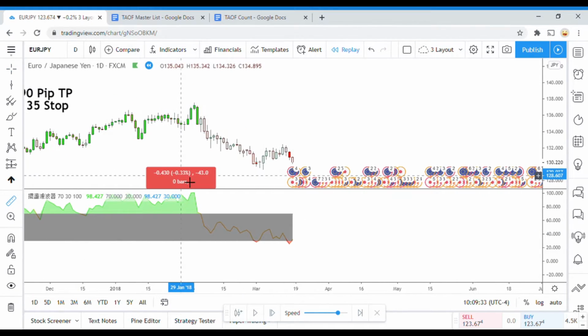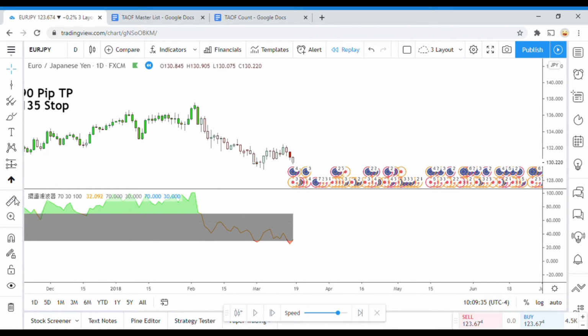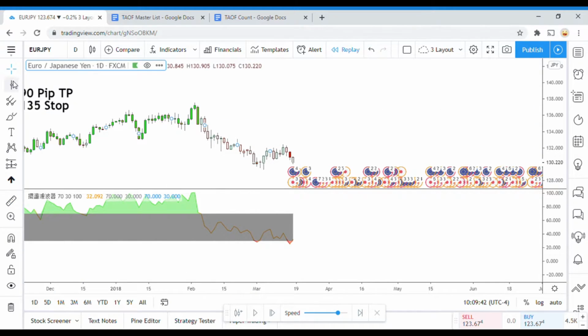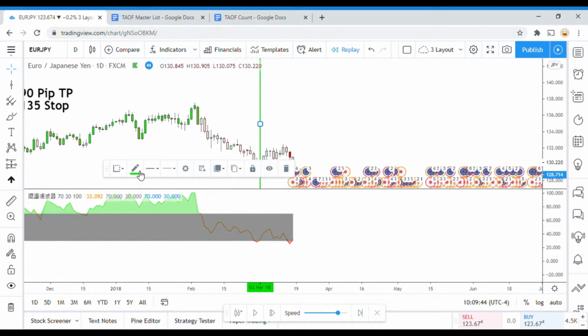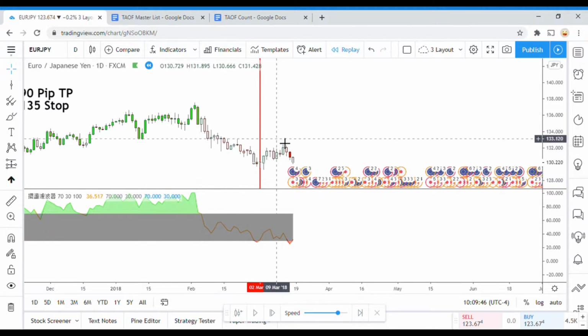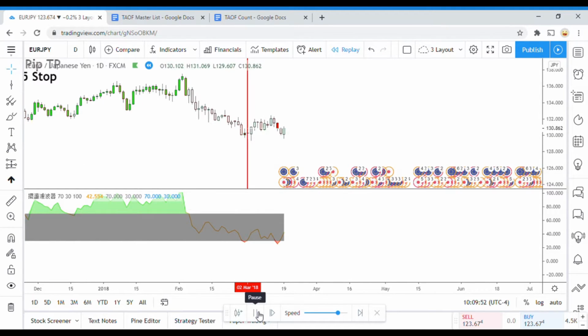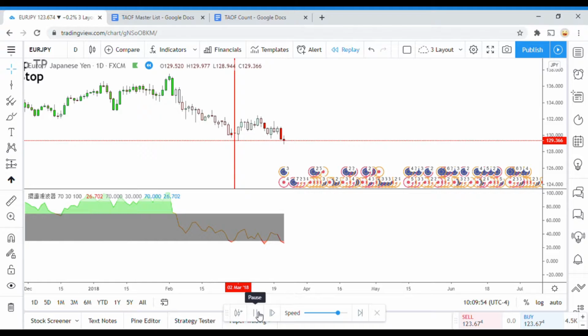Alright, I do believe, hold on, let me get my ruler again. We're at 135. Yes, unfortunately that one would have stopped us out. And then it came back down and hit another short signal right there.